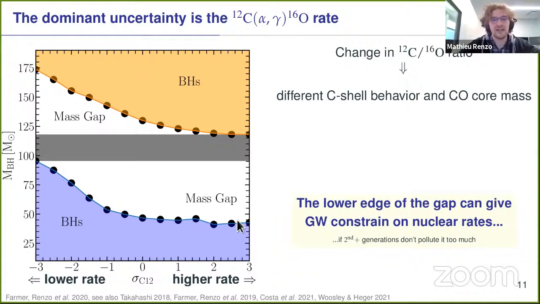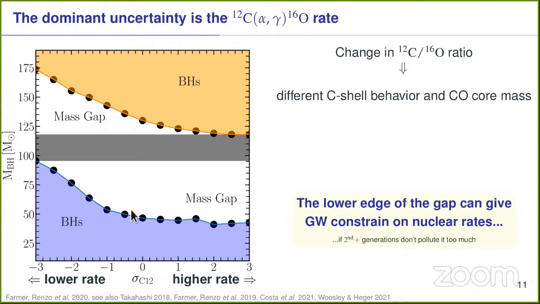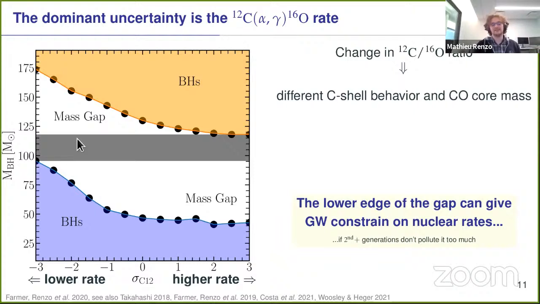And so if we can place securely the location of the gap from the LIGO data, we might be able to use gravitational waves to do very complex nuclear physics measurements that have been lacking for decades, or that have large uncertainties for more decades. The only problem here is if there are things like different channels, second and third generation mergers, etc., that can populate this gap and hide its boundaries.